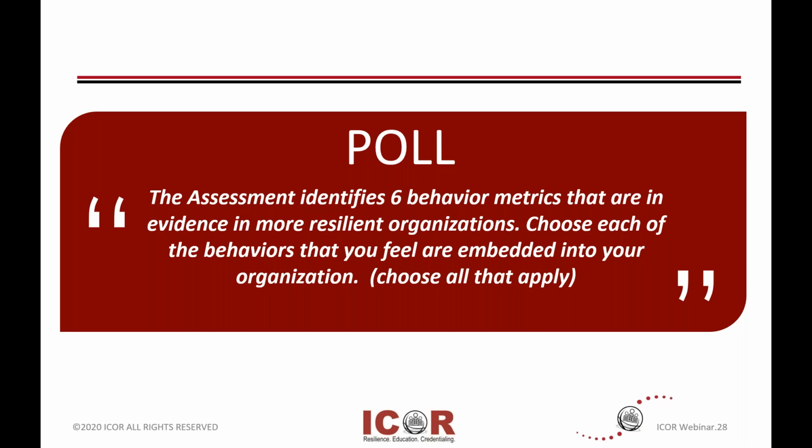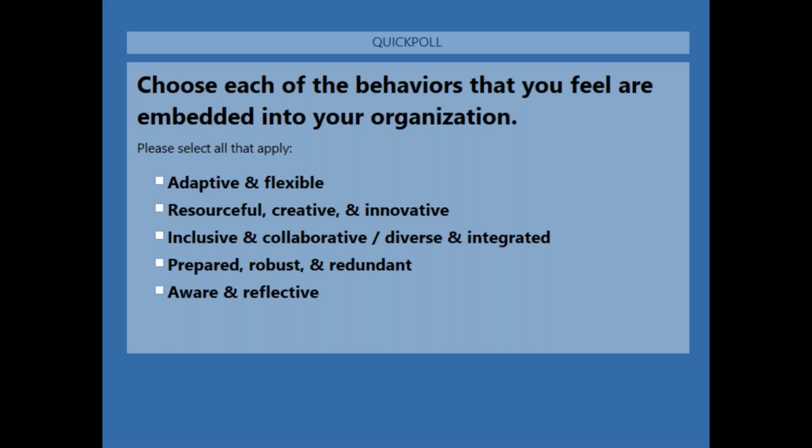So here's where you get to do one that is choose all that apply. When you're looking at behaviors that are in evidence in a more resilient organization, choose those behaviors that you feel are embedded into your organization. And this is going to, like I mentioned earlier, be very much tied to your culture. And I did have to combine inclusive and collaborative with diverse and integrated, just because we only had 5 choices.